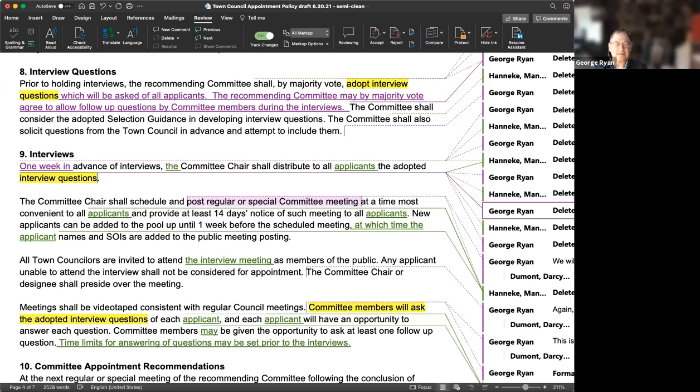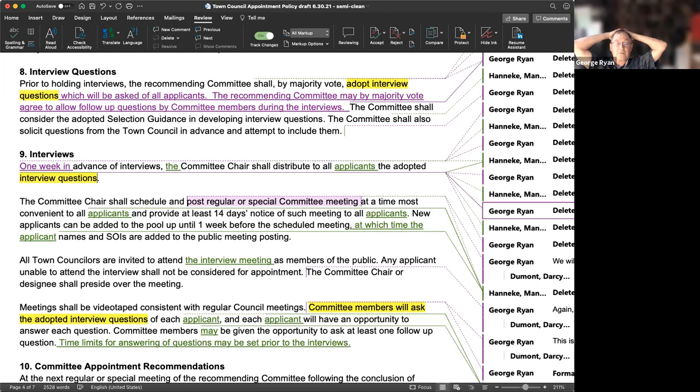So it sounds like what I'm hearing at the moment is leave the council out of it. And if they read this and they're upset, they can speak up. Okay. Committee chair shall schedule and post regular or special committee meeting at a time most convenient to all applicants, provide at least 14 days notice of such meeting to all applicants.